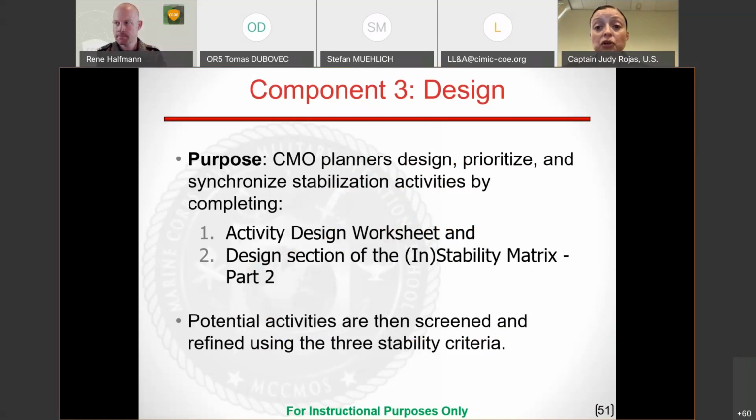Potential activities are then screened and refined using 3 stability criteria. Now, because of time restrictions, I actually removed these worksheets, but we do have a pamphlet that I can definitely share with everyone later on that will let you see what these matrices look like, the part 1 and part 2 that we're mentioning. Next slide, please.